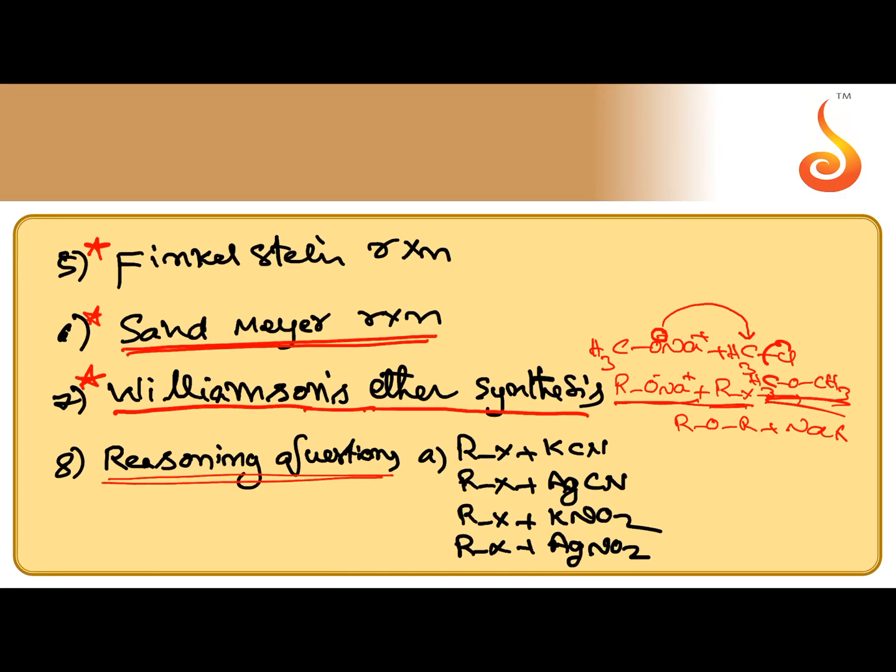Next, reasoning questions. At least one question they may ask. Give the reason why alkyl cyanide is formed with potassium cyanide and RX, while alkyl isocyanide is formed by the reaction of silver cyanide with alkyl halide. So these two are important. Alkyl halide reacts with potassium cyanide to give alkyl cyanide, while alkyl halide reacts with silver cyanide to give alkyl isocyanide. Best simple statement you can give.